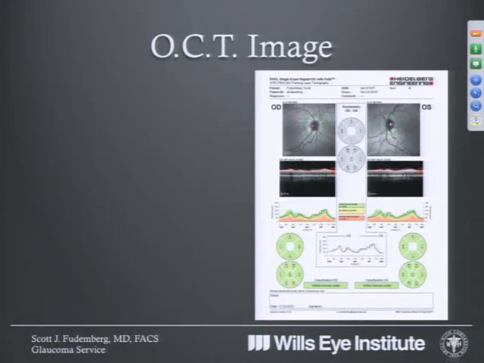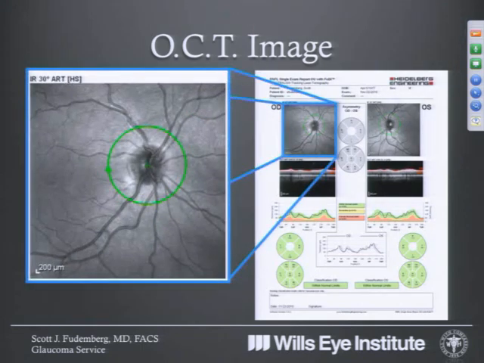And I want to go through an OCT printout here. This study is from a patient, myself, and it's a normal study. So this is sort of a baseline for what the OCT should show. The first part of this printout is a picture of the optic nerve.